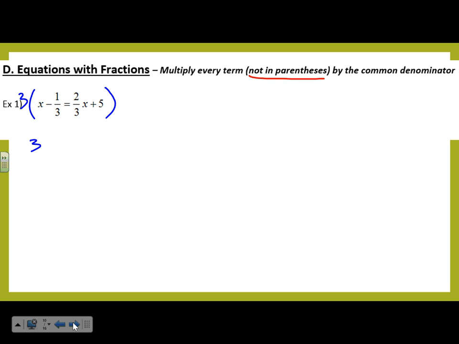3 multiplied by x minus 3 multiplied by 1/3 is equal to 3 multiplied by 2 over 3x plus 3 multiplied by 5.